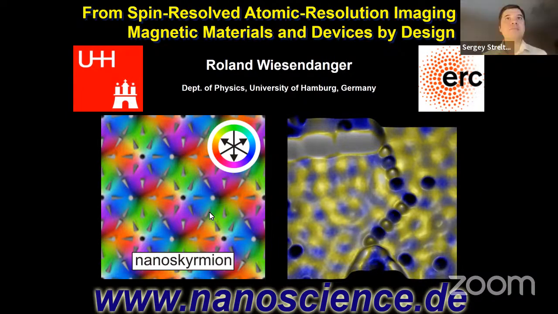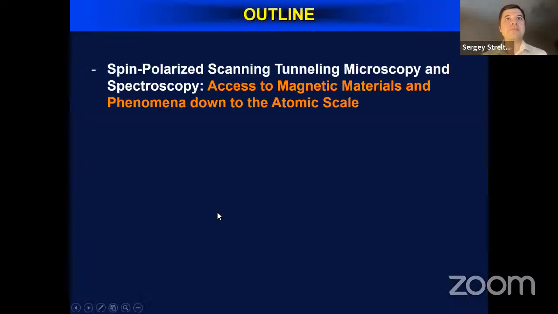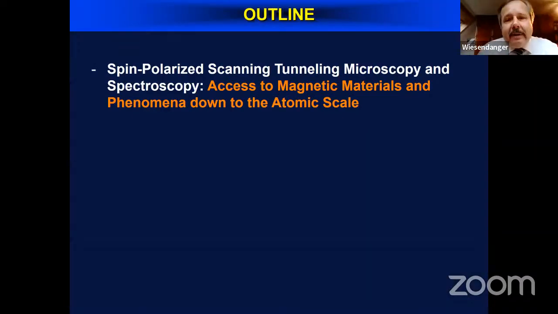Here, first of all, I will start, of course, with a brief introduction to the experimental technique of spin-polarized scanning tunneling microscopy and spectroscopy, which we have developed over a time period of more than 30 years. And I will show you how this technique provides access to magnetic materials and phenomena down to the atomic scale.